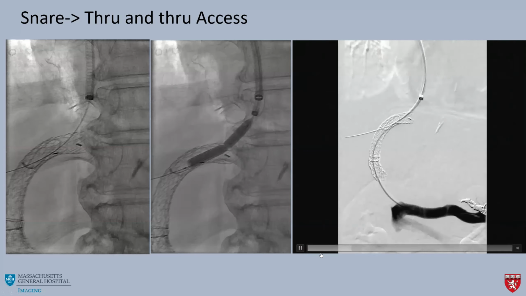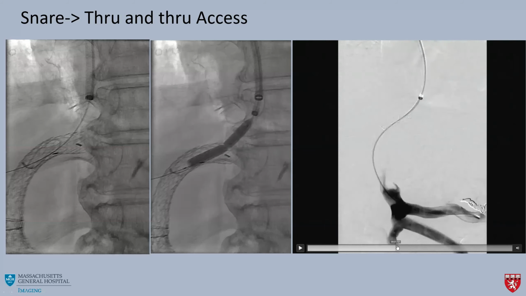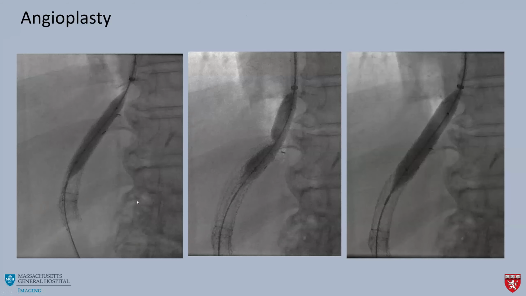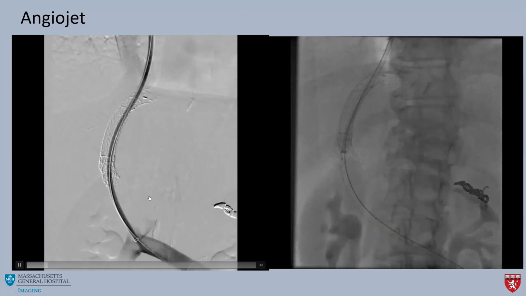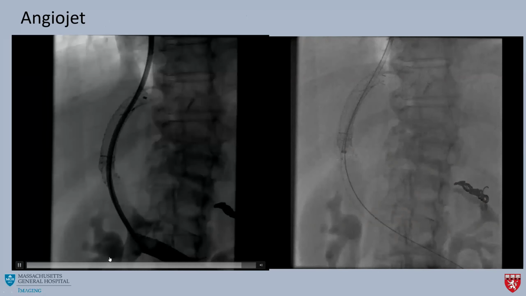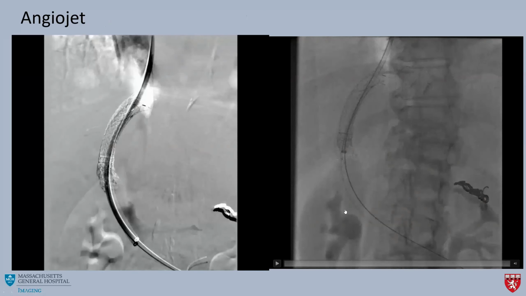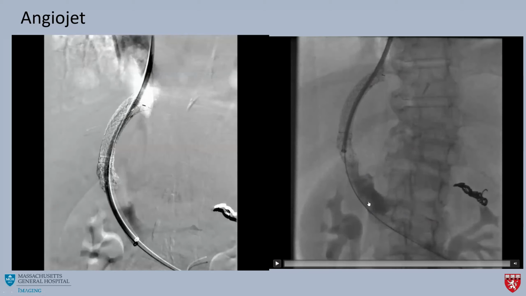And as you can see here, the TIPS is occluded with a filling defect here. And we angioplastied up to 10 millimeters. And even with the balloon maceration, we were still having the basic thrombus. So then we used an AngioJet, an 8 French AngioJet catheter. We administered 4 milligrams of TPA, and then we did thrombectomy. And then this is what it looked like after the AngioJet.